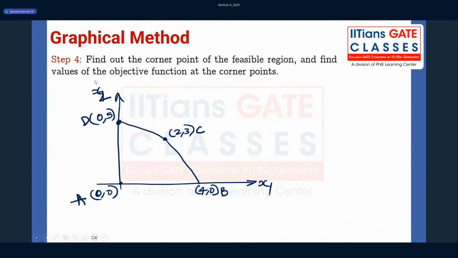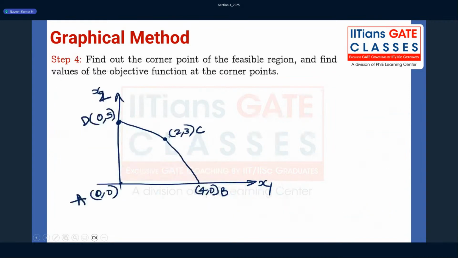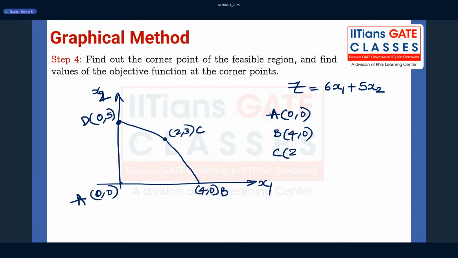Now what are you going to do? You will find the values of the objective function. What is the objective function here? The objective function is 6x1 plus 5x2. Let me write it here: z is equal to 6x1 plus 5x2. You have to evaluate this objective function at each corner point. So let me jot down all the values: A 0 comma 0, B 4 comma 0, C 2 comma 3, D 0 comma 5.